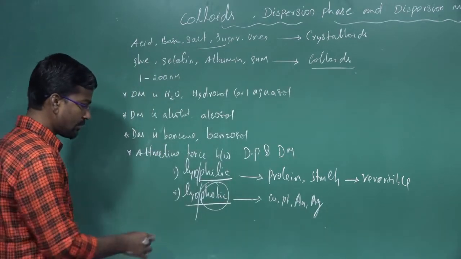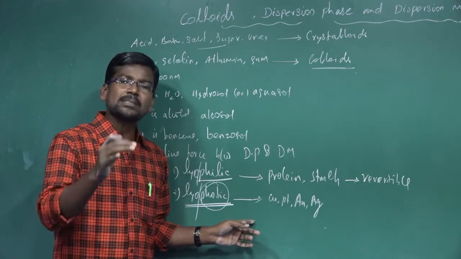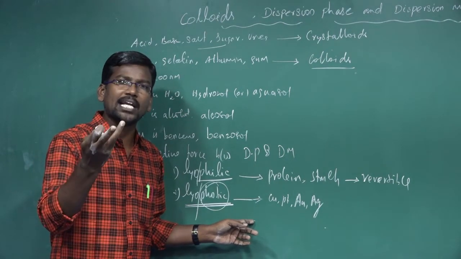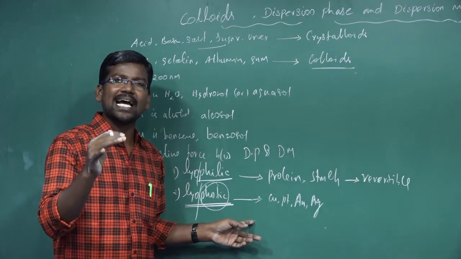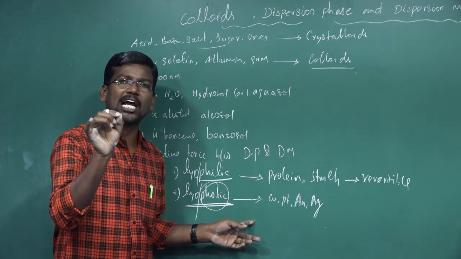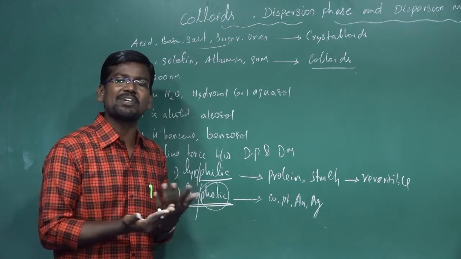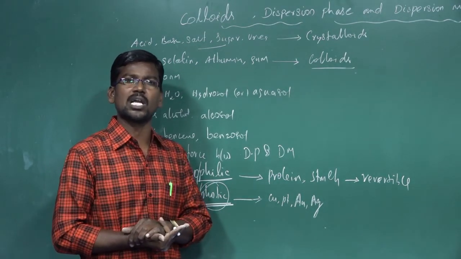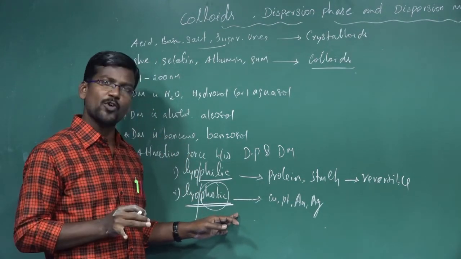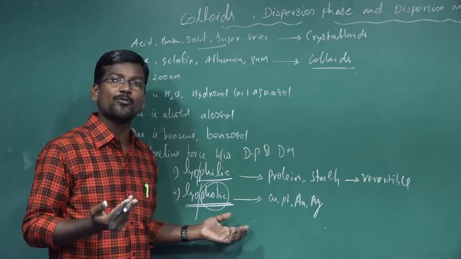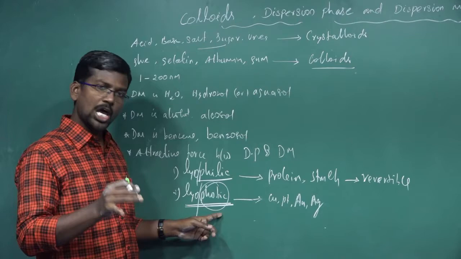Next one, lyophobic. In a colloidal solution in which the dispersed phase has no attractive forces with the dispersed medium, or very little attractive forces, it is known as a lyophobic substance. So the simple concept of a lyophobic substance is that there are no attractive forces between the dispersed phase and the dispersed medium.